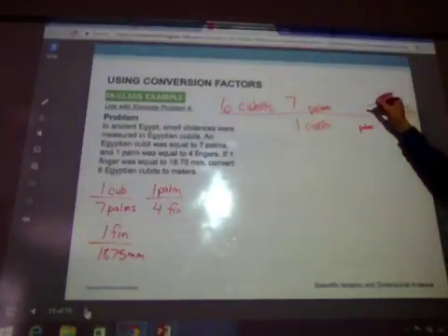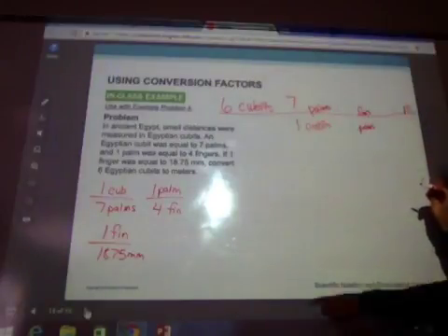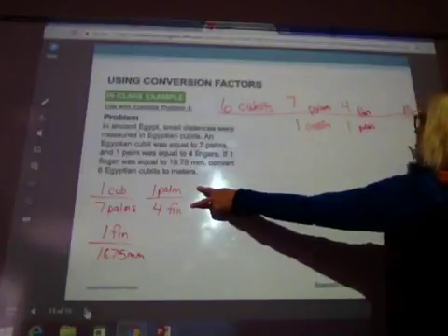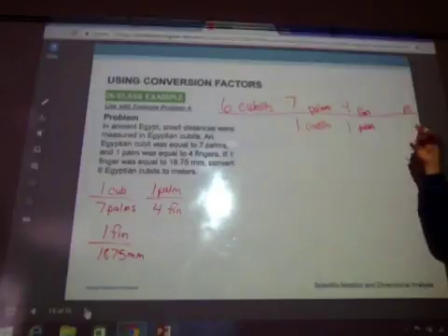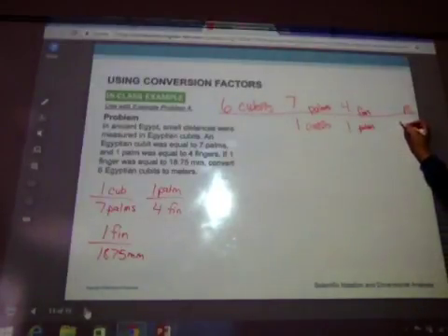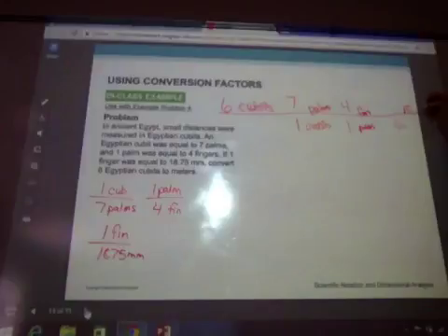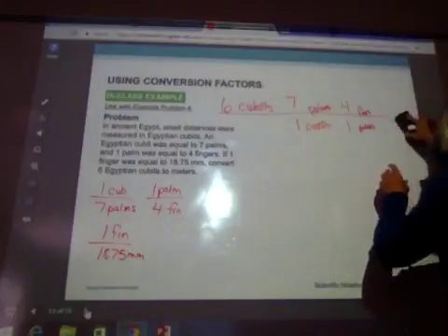What can I change palms to? Fingers. Okay, so if I look at that, in 1 palm, there's 4 fingers. If I did my math now, my answer would be in fingers, so I'm not done yet. I have to get rid of fingers. And I can change that to millimeters. So I'm going to actually give myself a little bit more room.